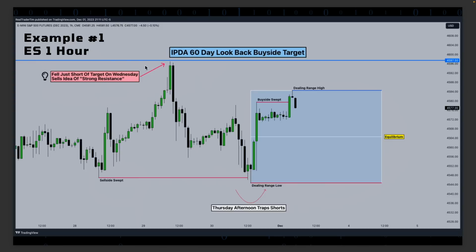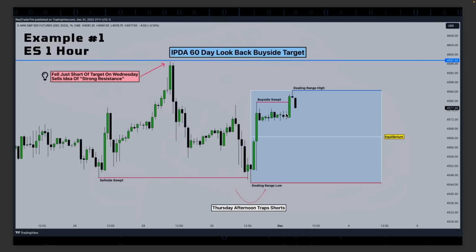Now, what does that sell to traders? It sells the idea of strong resistance, that this should act as resistance and we shouldn't go back above it. But we want to target this, especially because it's the IPTA 60-day look back target. This would be equilibrium of the hourly dealing range. This would be discount, and this would be premium. So if we are to look for longs, where do the best long setups occur? In discount of the dealing range.